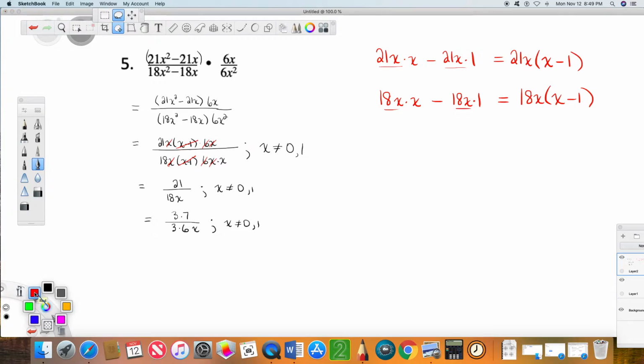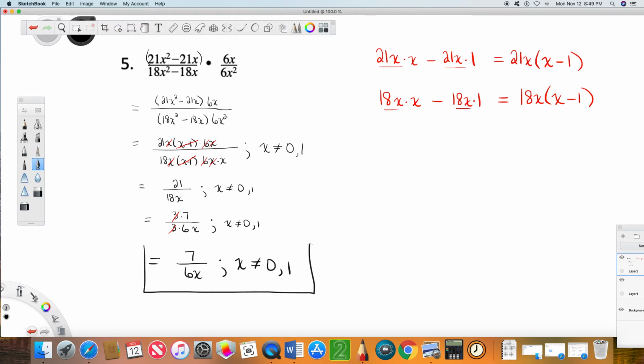Now, it's easy to see in this factored form that 3 divided by 3 is 1, and that those cancel. Now 6, you can further factor it to 2 times 3, but it doesn't have any common factor with 7. So our final answer is 7 over 6 times x, provided that x is never equal to 0 or 1, because then we'd have 0 divided by 0, which is not equal to 1, and it would not simplify. This is our final answer.